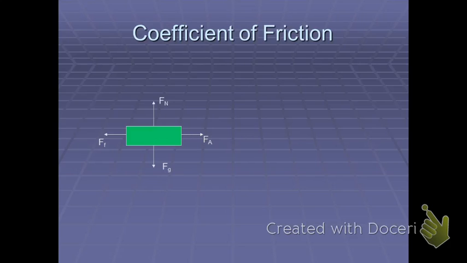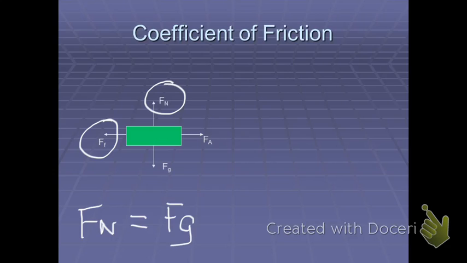So we're concerned with normal force, and we're also concerned with frictional force. And when we talk about a coefficient, it is the ratio between a normal force and a frictional force. Now, we also have to remember that our normal force is equal to our gravitational force, and that we can figure out our gravitational force by taking mass times acceleration.